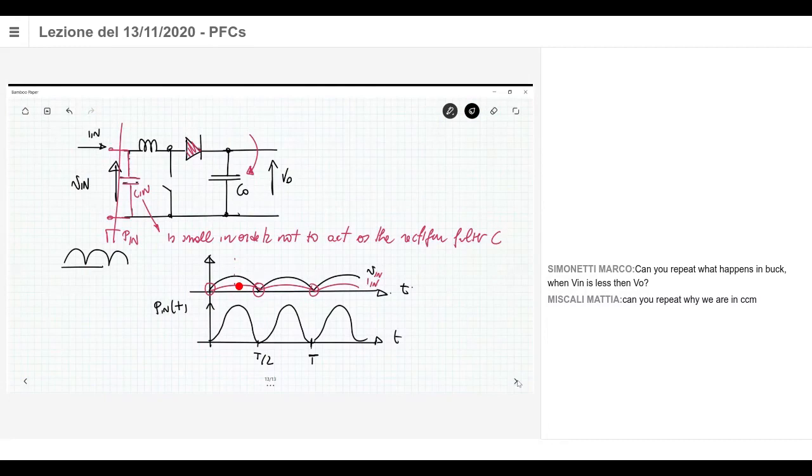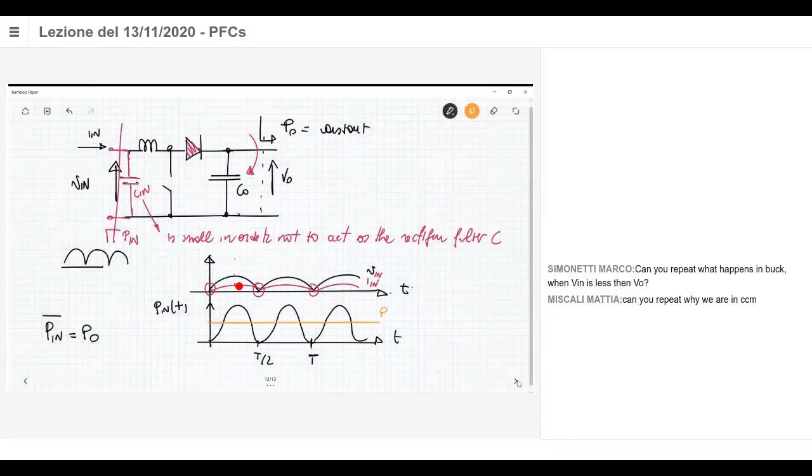The output power is something which is constant. The output power P0 is constant because it's the power given as the product of the voltage V0 multiplied by the current I0, which are our DC quantities. Basically, if we consider lossless circuits, the average power of the input is the output power. So the average power of the input is the P0 power, and it is something which is, say, here. So this is P0, which is the output power.